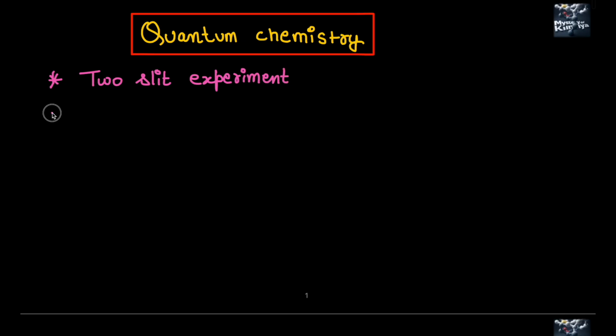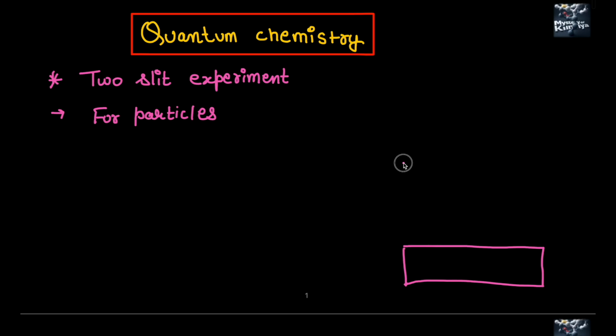First of all, we will see the observation for particles. Let's suppose I have a screen here, and we have two slits. Let's suppose this is slit 1 and this is slit 2. Just assume both slits have an equal gap between them. So these are two slits.